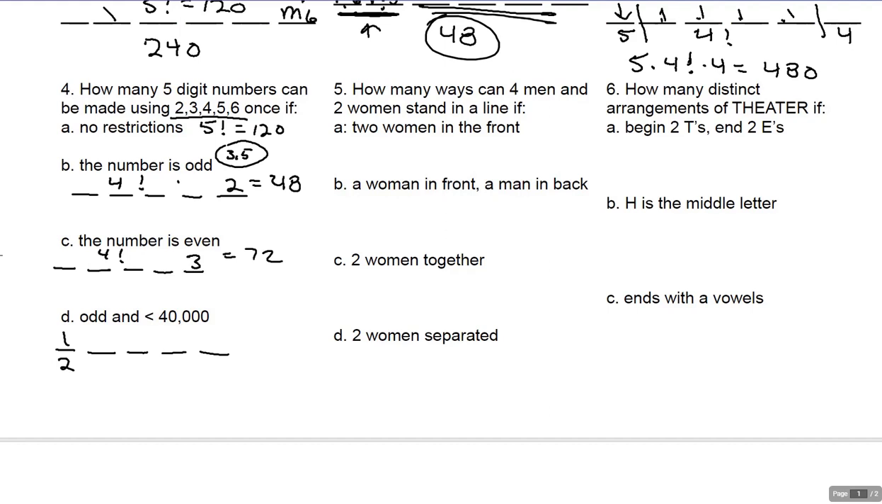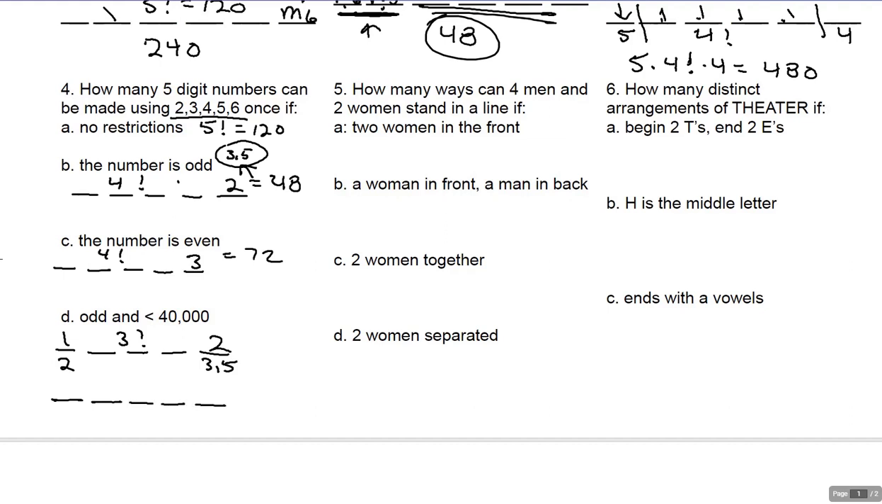Now, what number could go at the end? If it's odd, it could still be a 3 or a 5. How many ways can I make that happen? 2 ways. Now, tell me about the numbers in the middle. How many are left? 3 spots. And so that means it's going to be 3 factorial. Now, this is only going to give me the numbers in the 20,000s, because the first number is 2. So now I have to do it again.